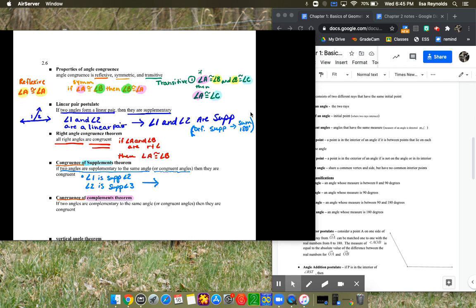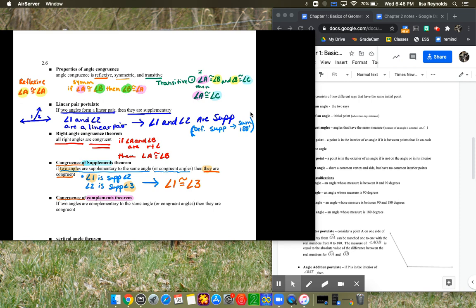Then I'm going to get that they are congruent. Now, we need to understand, what do I mean by they? I'm talking about the angles that are supplementary to the same value. So the two angles that are different from each other in those supplementary statements are the ones that are congruent. So I'm going to get that angle 1 would be congruent to angle 3. So if you're supplementary to the same thing, then you're congruent to each other.